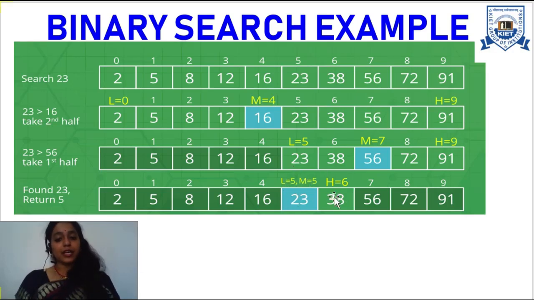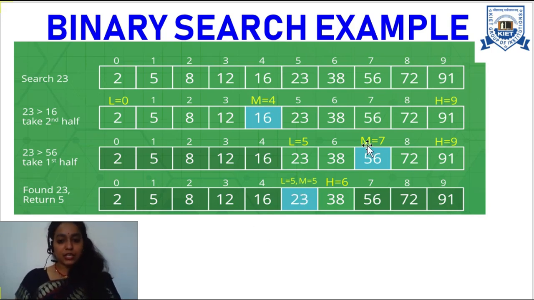Now again we find the middle index location. Lower bound is 5, upper bound is 6, 5 plus 6, 11, 11 by 2, 5.5. We will be taking lower bound 5. Now we are comparing again 23 with this middle index value, that is 5. 23 matches with 23. That means our search is successful and the element is found at the middle index location, that is 5. So our search will terminate and it will be printed that search is successful, element is found at location 5.